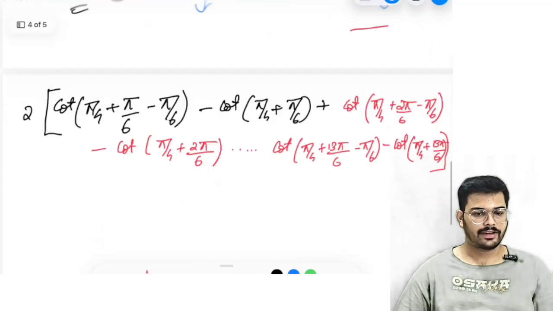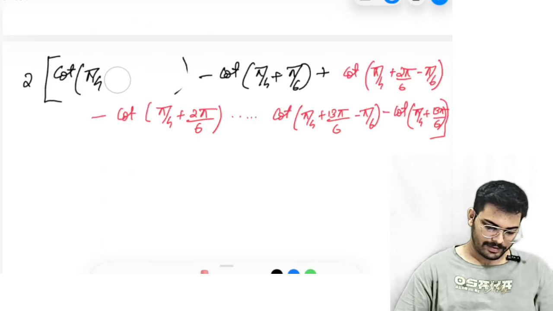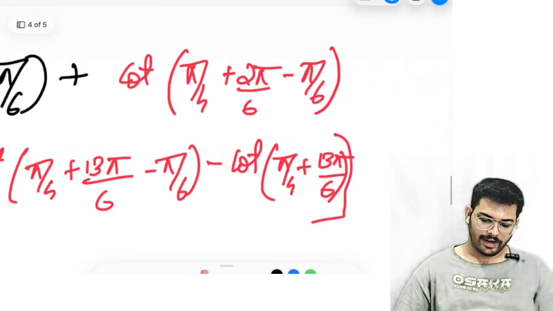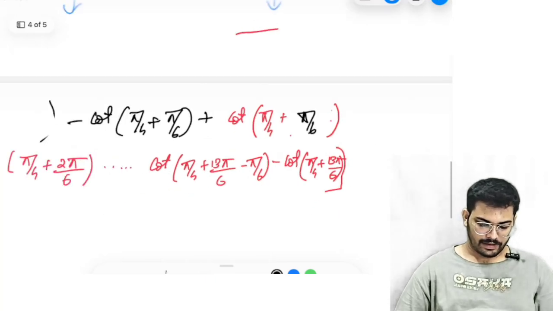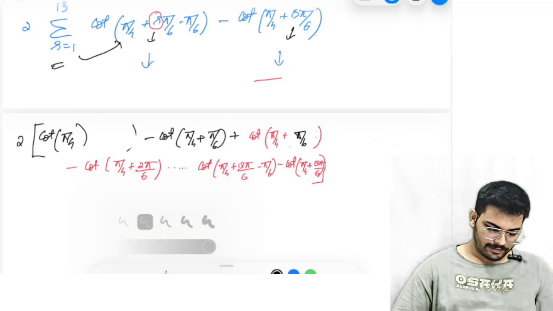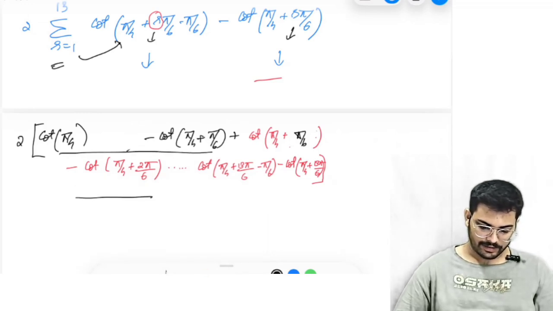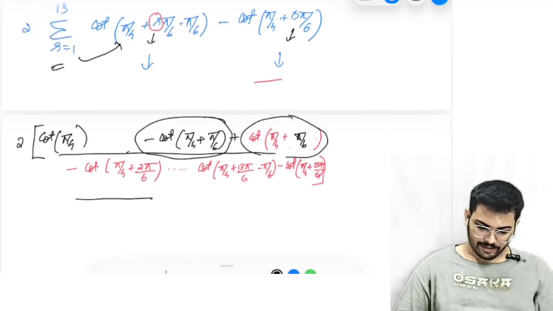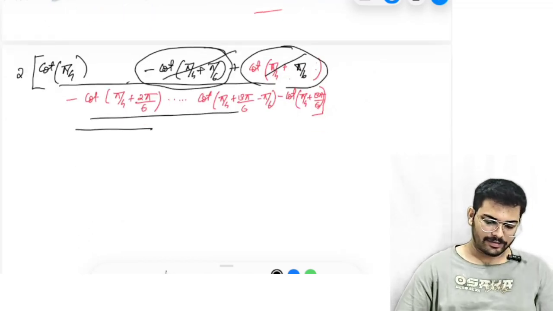So all values will be here. When you closely observe, you can notice that pi by 6 minus pi by 6 will become 0. That will be cancelled. And here, 2 pi by 6 minus pi by 6 will become pi by 6. If you closely observe the first 4 terms, you can notice that the middle terms will be the same and will cancel each other. Similarly, all middle terms will be cancelled.